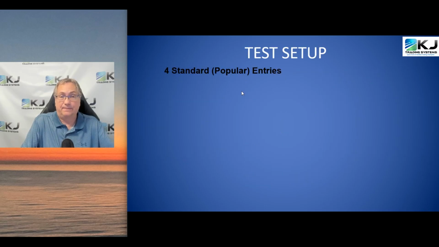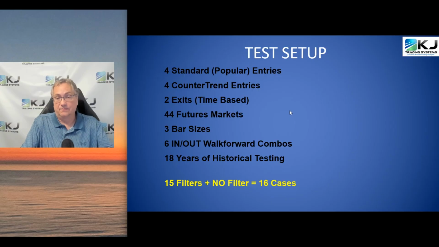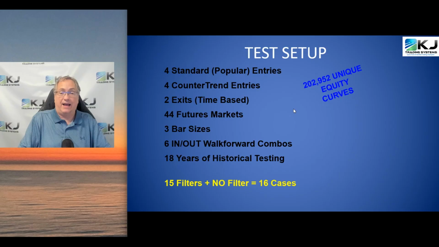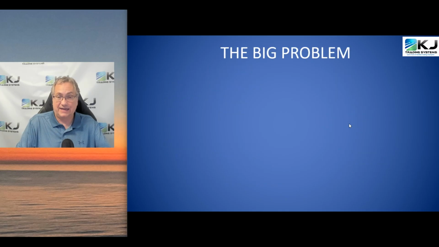So what I did was I added the filter to 4 standard entries and counter trend entries, 2 exits, 44 markets, 3 bar sizes. I did walk forward testing with different combinations, 18 years of testing, and then 16 total filters, including the baseline 0 filter case. And that was over 200,000 unique equity curves. It took 3 or 4 days full-time running on my computer, close to 1 equity curve generated per second. So it was a lot of data there, a lot of testing.